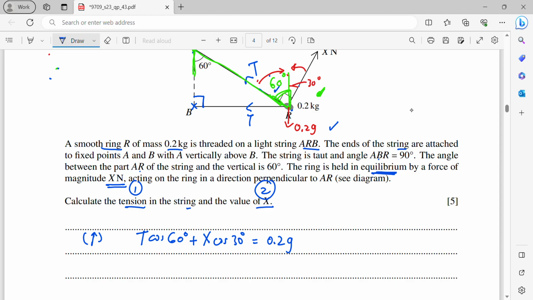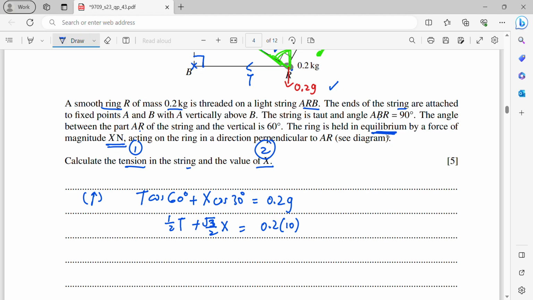Now, from here, I need to simplify it. Cos 60 degrees is basically half. The first term becomes half T. Cos 30 degrees is square root 3 over 2. Okay, then 0.2 g. The g is basically 10. So here you get 0.2 times 10, that means I will get 2. Right, then I will simplify. It will be half T plus square root 3 over 2 X equals 2. This is my first equation.